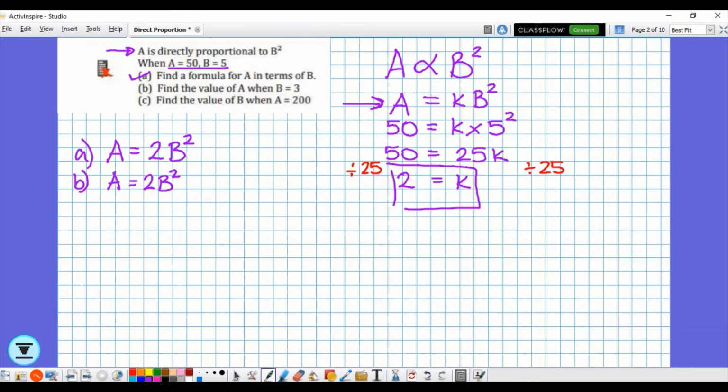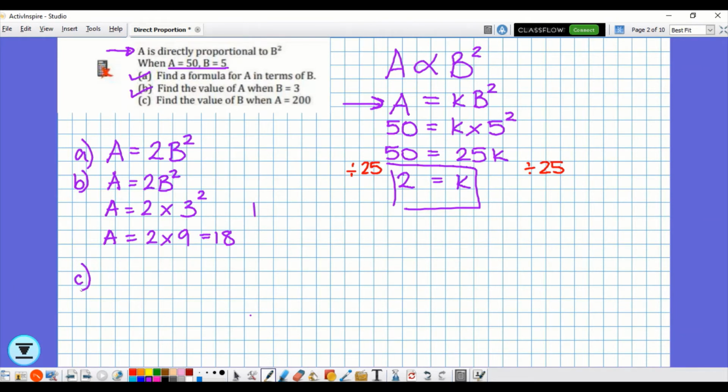Now when B is equal to 3, I would have A equals 2 times B, which we know is 3, squared. And now just solving this, I know that A is going to be equal to 2 lots of 9, which is 18.